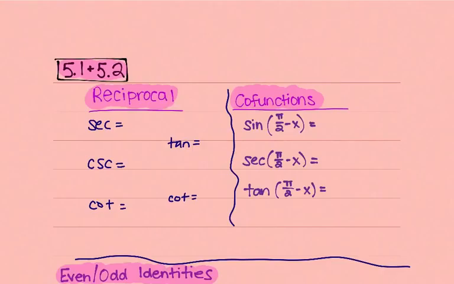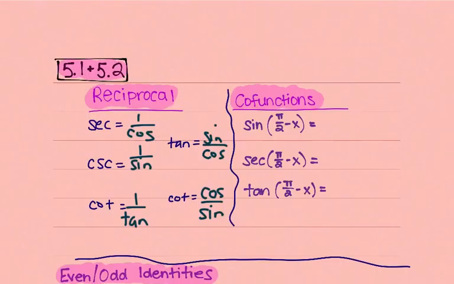What's the reciprocal of secant? 1 over cosine. What's the reciprocal of cosecant? 1 over sine. What's the reciprocal of cotangent? 1 over tangent. And then write tangent and cotangent in terms of sine and cosine. So what's tangent? Sine over cosine. And cotangent? Cosine over sine.